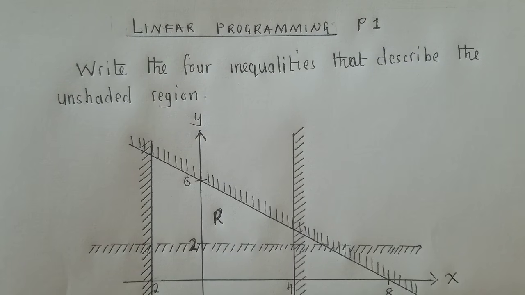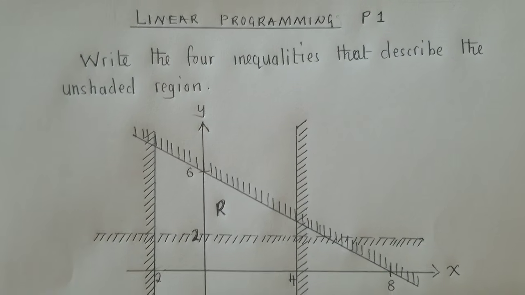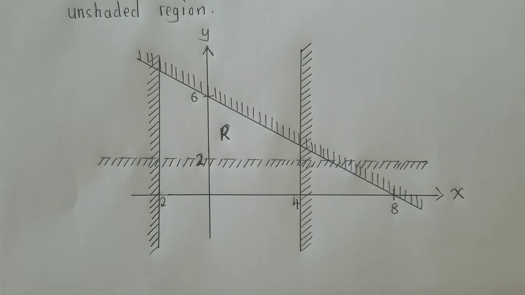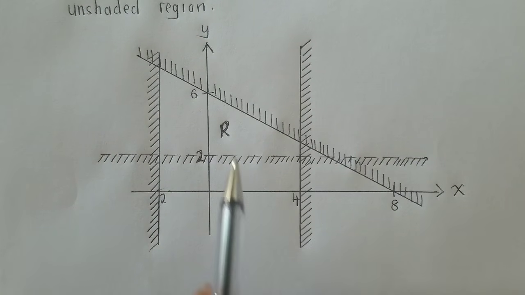This is Sichamba Jacob. I've got a question with me here under linear programming. The question reads, write the 4 inequalities that describe the unshaded region. So let's look at the diagram. We're talking about the unshaded region, which is right over here.